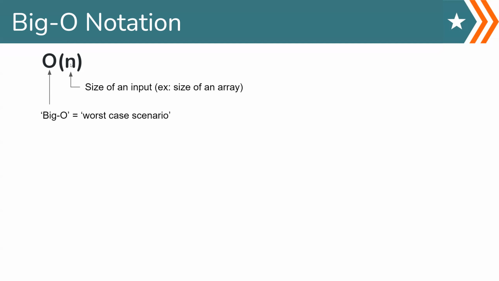Size of an input, right. So that n, lowercase n, capital N, it doesn't matter. It's there to represent the size of the input. So that size might be an array. It might be a tree. It can really be anything.